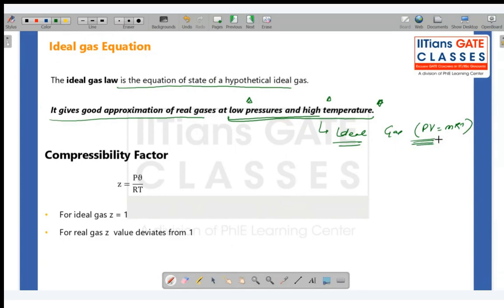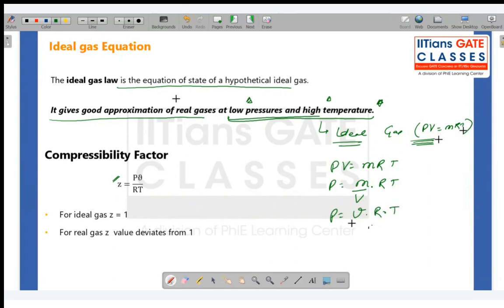You cannot apply. Then what will you do? There are different equations of state like van der Waals equations and all. But a simple version is you account for a compressibility factor. So for you see, PV = mRT. Now P is mass per unit volume into RT.